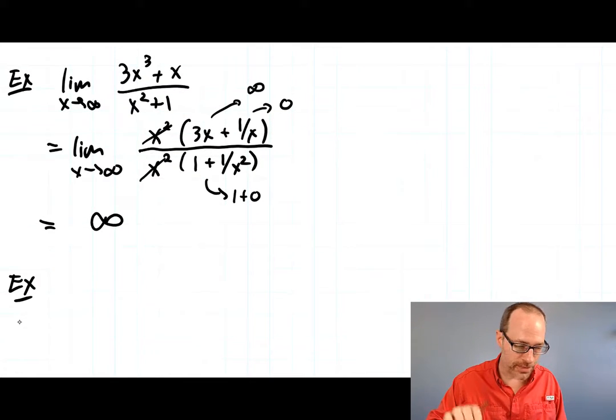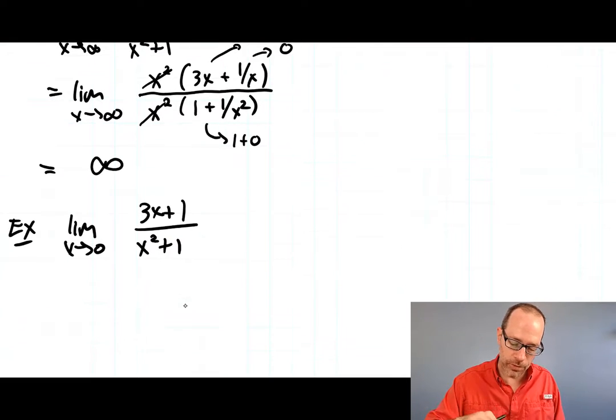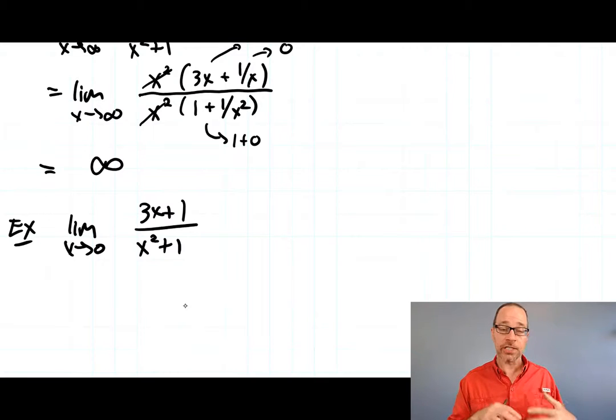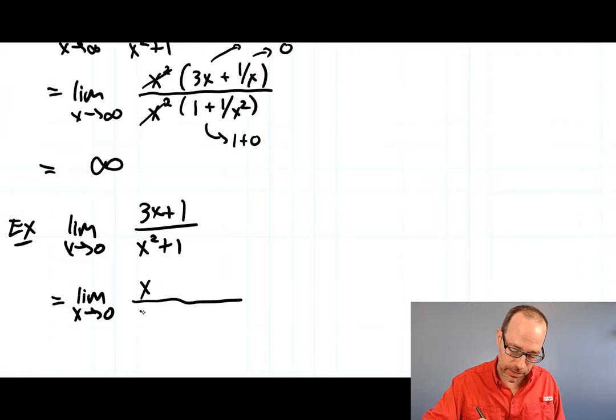Now, if the bottom is somehow dominant, the limit as x goes to infinity of 3x plus 1 all over x squared plus 1. Now there's more power on the bottom. There's an x squared there. The top only has an x. So let's factor out as much as we can equally. So that's just an x from each. So that'll leave a 3 plus a 1 over x on the top. And on the bottom, it'll leave an x plus a 1 over x.